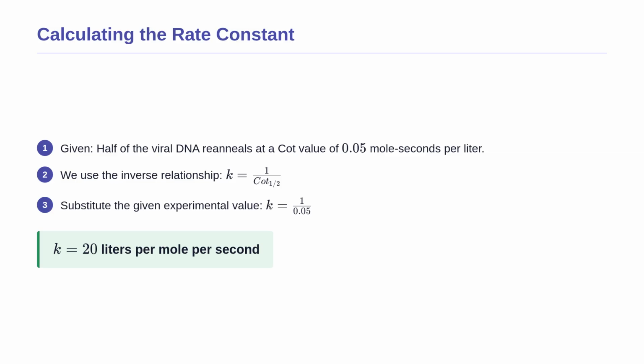This relatively high rate constant physically means the viral genome is quite small and simple, allowing strands to zip together very rapidly.